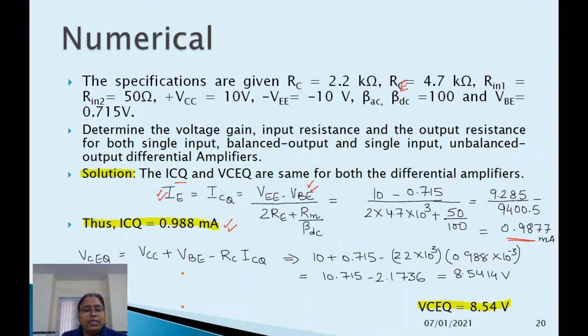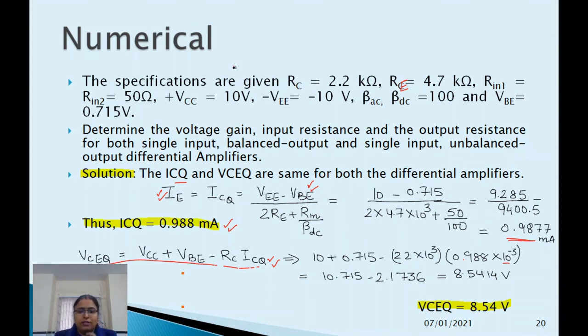Similarly, VCEQ is equal to VCC plus VEE minus RC into ICQ. So this ICQ what we have calculated is 988 into 10 raised to minus 3. Now it is equal to, right, 0.988. So this is equal to 10 plus point.